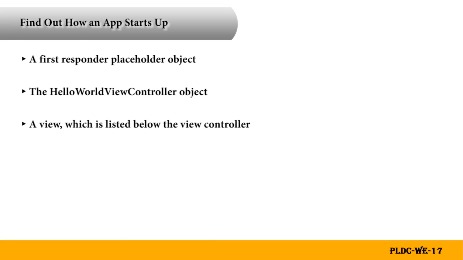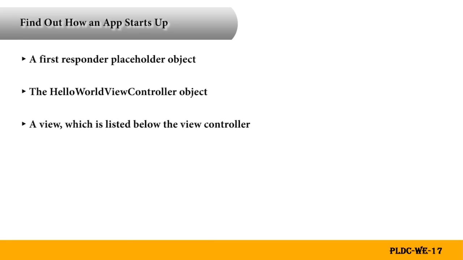The first responder is a dynamic placeholder that represents the object that should be the first to receive various events while the app is running. These events include editing focus events, such as tapping a text field to bring up the keyboard, motion events, such as shaking the device, and action messages, such as the message a button sends when the user taps it, among others. You won't be doing anything with the first responder in this tutorial.